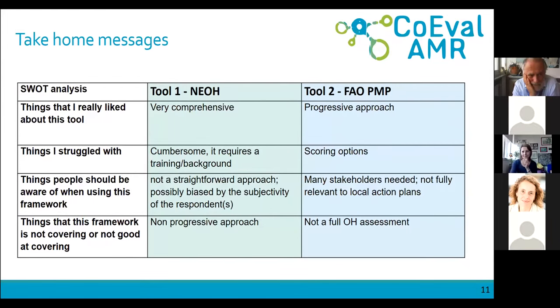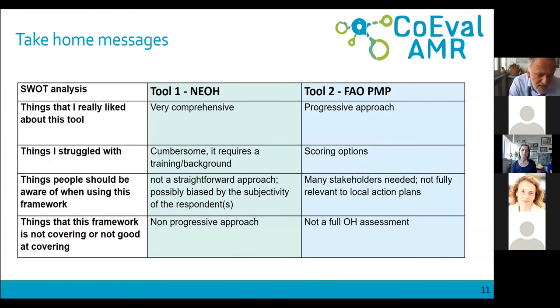Daniele. Yep. So, basing on the SWOT analysis of the evaluation of the two tools, as Laura already mentioned, our take-home message is basically that we like NEO because it's very comprehensive, especially if you want to evaluate an integrated One Health initiative. However, it's quite complicated. It is quite time-consuming to apply, and it requires specific training and background, especially in social science, if you want to use it at its best.